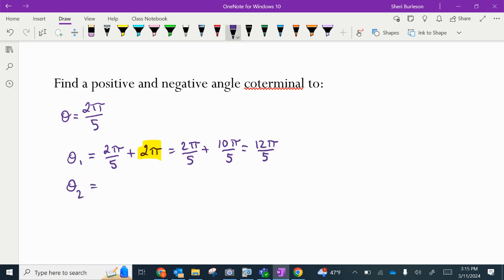So I'm going to subtract 1 full rotation, which gets me a negative angle coterminal. If we were in degrees, how much would we add or subtract? A multiple of 360. 360, 720, right? We would add a multiple of 1 full rotation. Does that make sense?